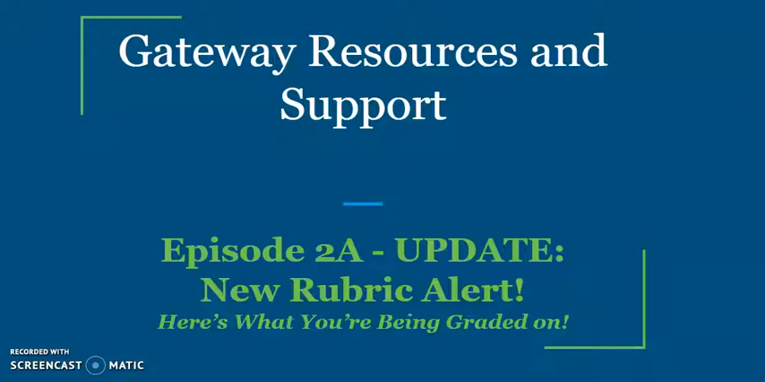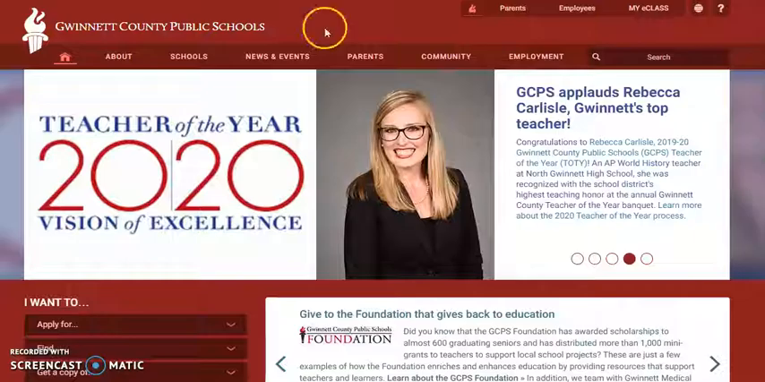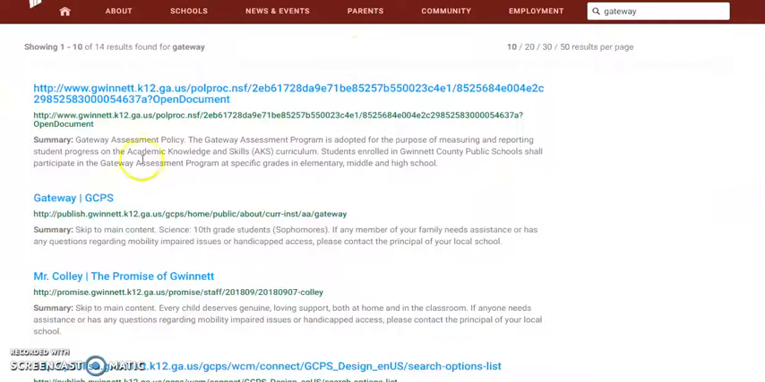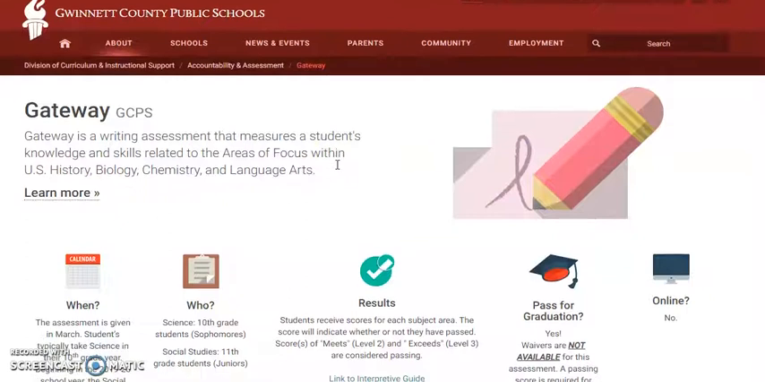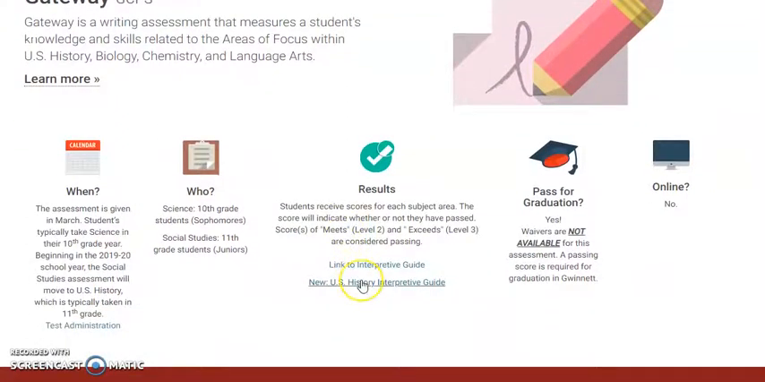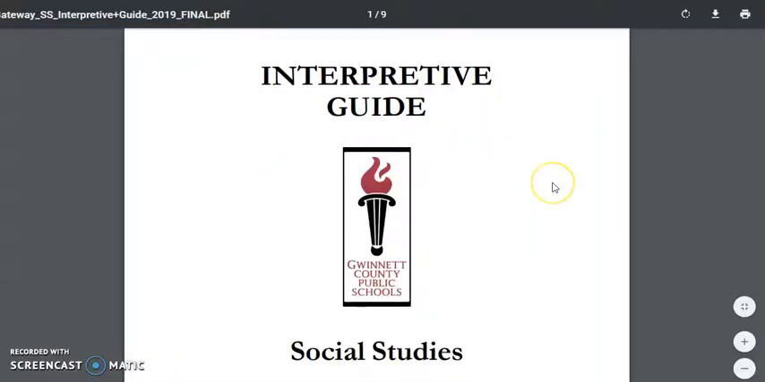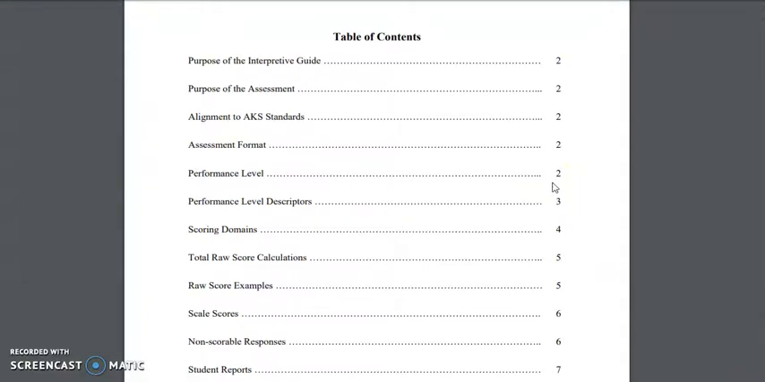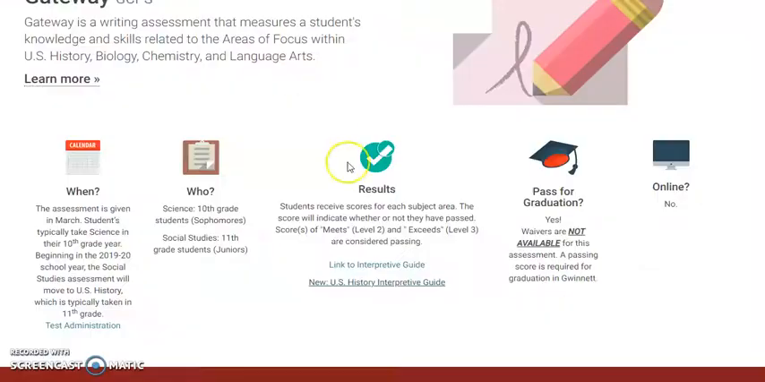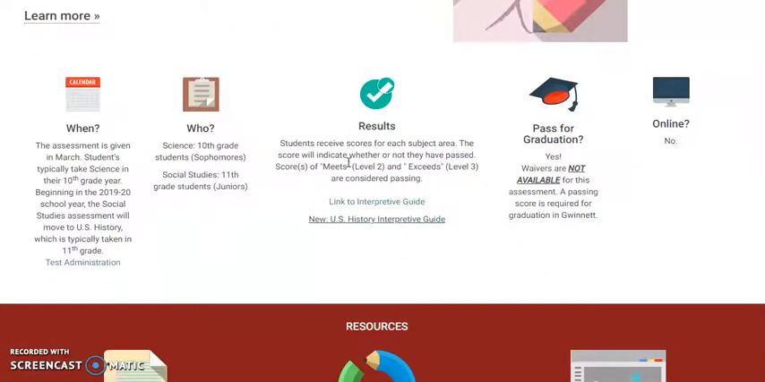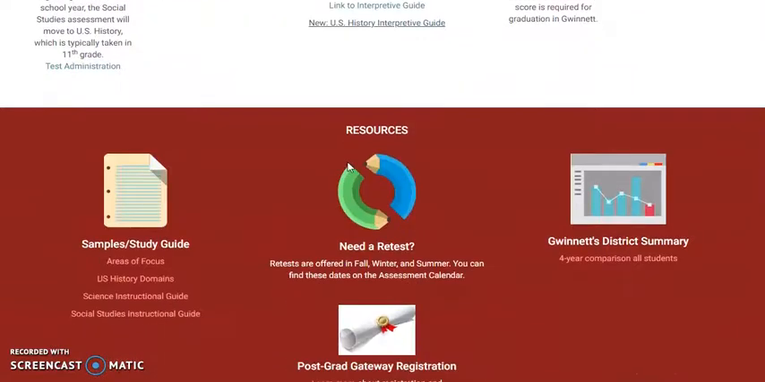Additionally, if you haven't been on the channel in a while, I want to remind you that you can visit the GCPS homepage, Gwinnett County homepage, and type in Gateway as your search. And then you'll notice there's that whole dedicated Gateway page. I do want to point out a few reminders. There's a new U.S. History Interpretive Guide. If you haven't seen this, it's worth clicking on. It opens up. There's 9 pages here. You can scroll through. It gives you a little bit of additional background on the test. If you haven't been on the page in a while, they're always updating this. So check in occasionally if you're looking for resources.